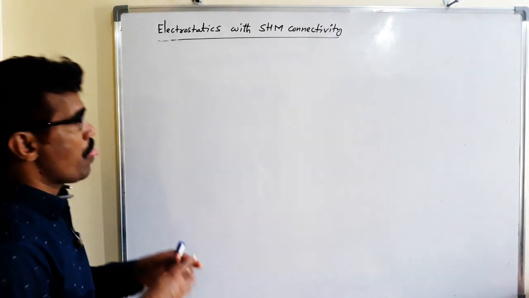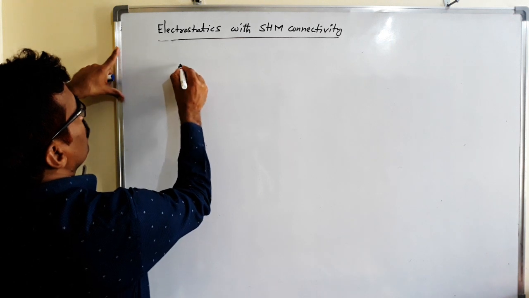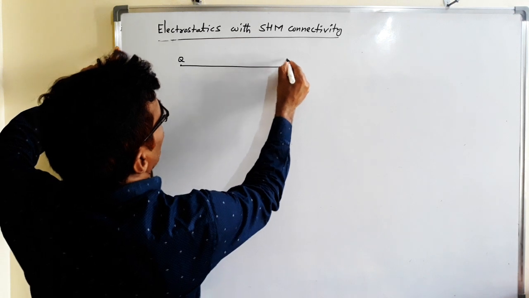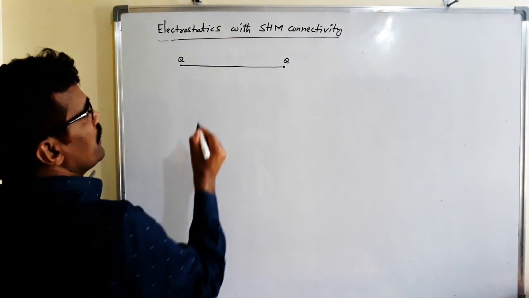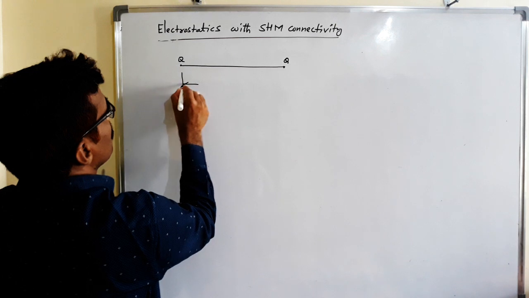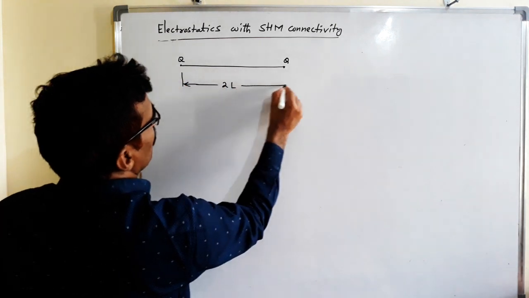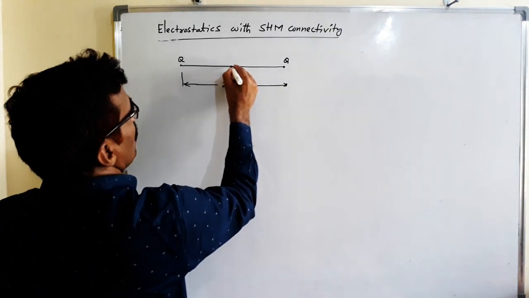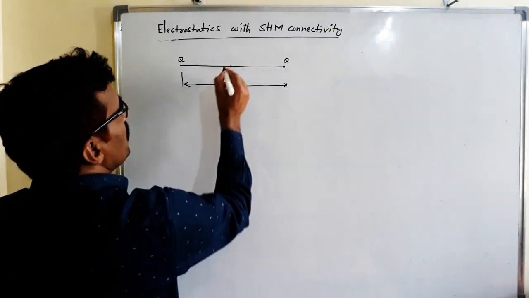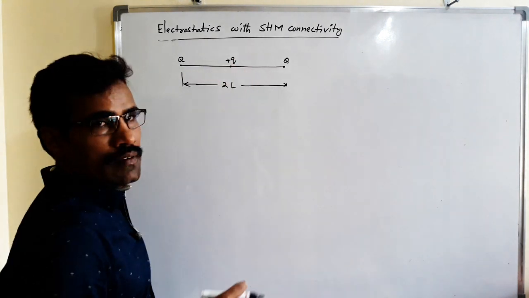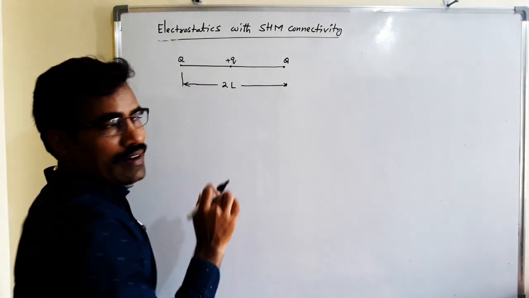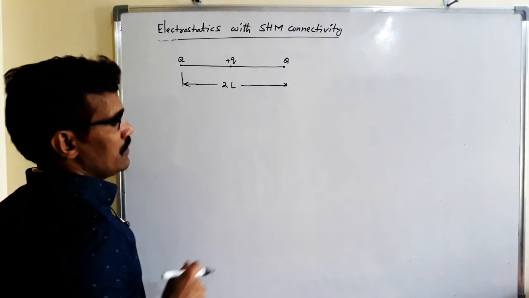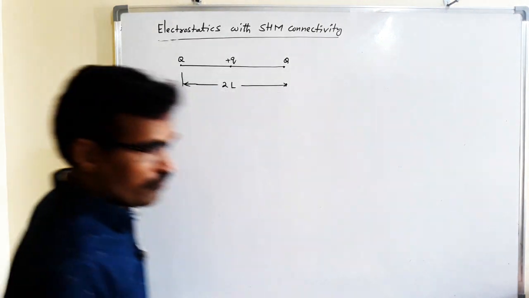Already we discussed this one: Q and Q separated by a distance 2L. These two positive charges are fixed. At the midpoint, plus Q is placed, displaced slightly and released. It is executing SHM. That is the previous concept.